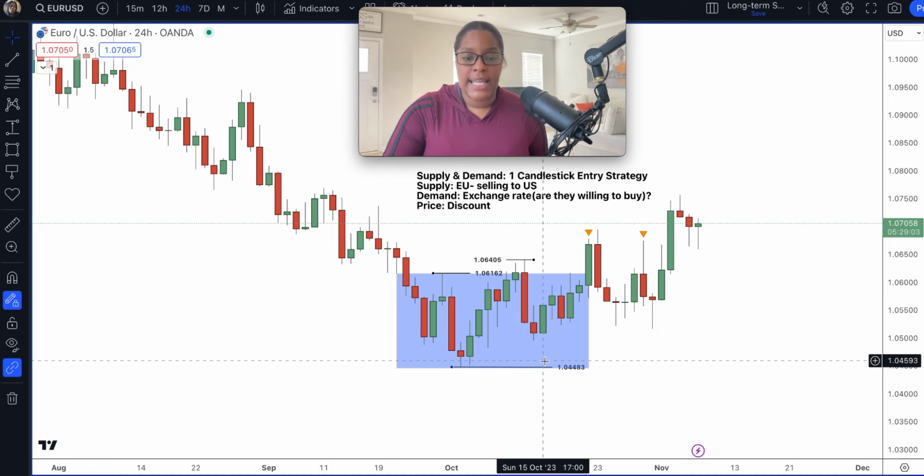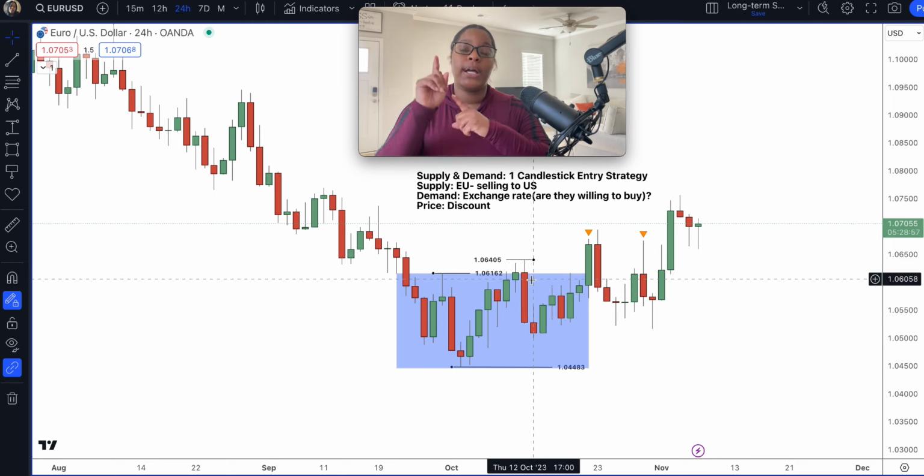So with that being said, when price pulled back, right, we can see that it's coming back from this high here. What's the one candlestick that told us that was going to happen? It was the bearish engulfing candlestick.